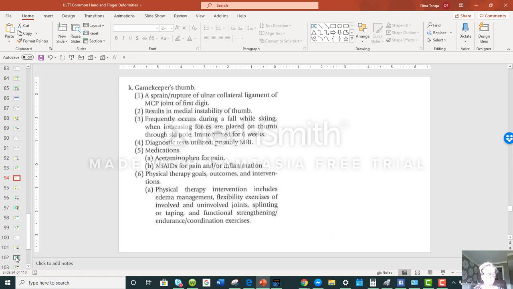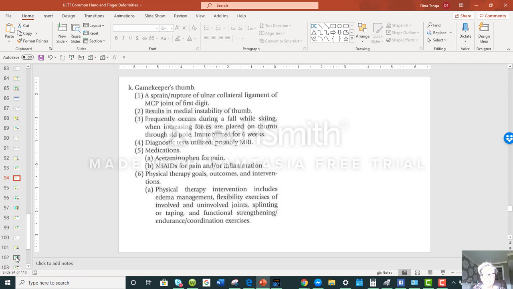Gamekeeper's thumb. A sprained rupture of the ulnar collateral ligament of the MCP joint of first digit. Results in medial instability of the thumb. Frequently occurs during a fall while skiing. When increasing forces are placed on thumb through ski pole. Immobilized for 6 weeks. Diagnostic tests, possibly an MRI, medications are the same.